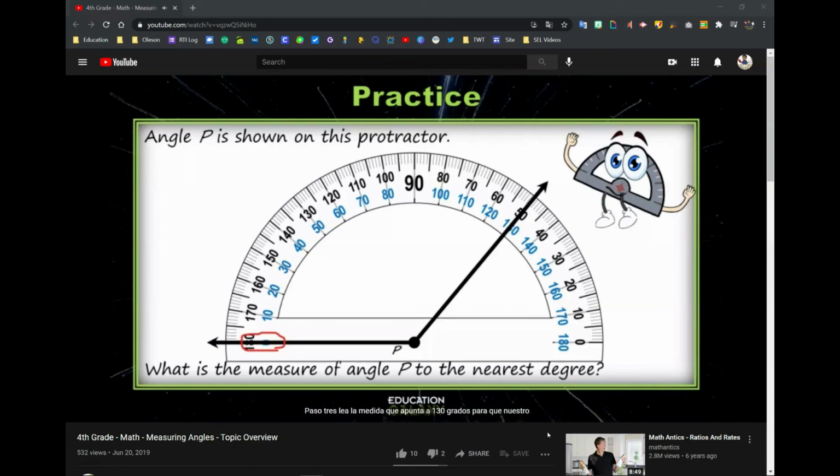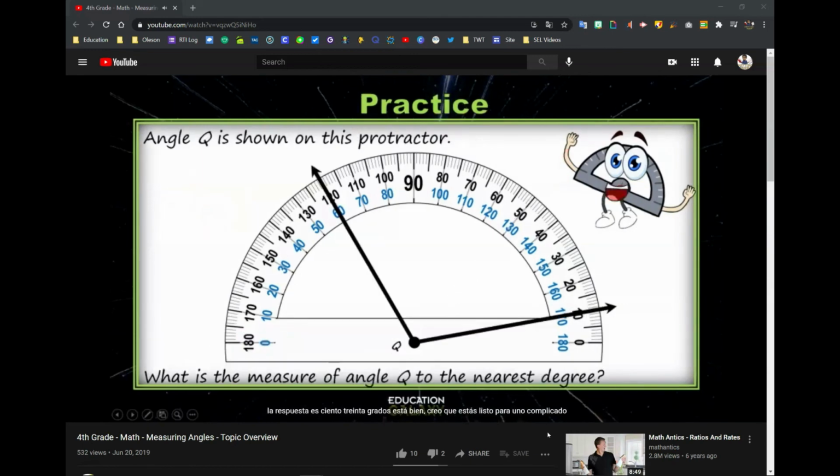Step 3, read the measurement. It's pointing right at 130 degrees. So our answer is 130 degrees. Okay, I think you're ready for a tricky one now. Angle Q is shown on this protractor. What is the measure of angle Q to the nearest degree?